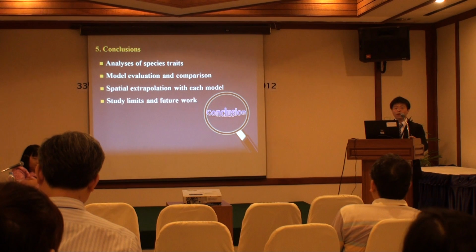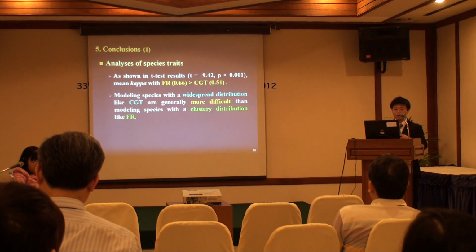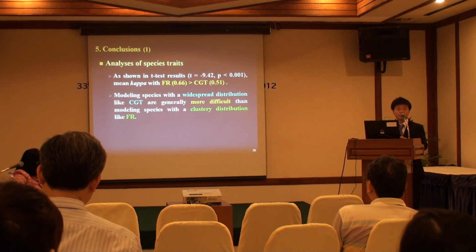According to the above results, I draw some conclusions. The first point: we analyzed the species traits as shown in the t-test results. Modeling species with a widespread distribution, like the CGT, is generally more difficult than modeling species with a clone distribution, like the FR species.